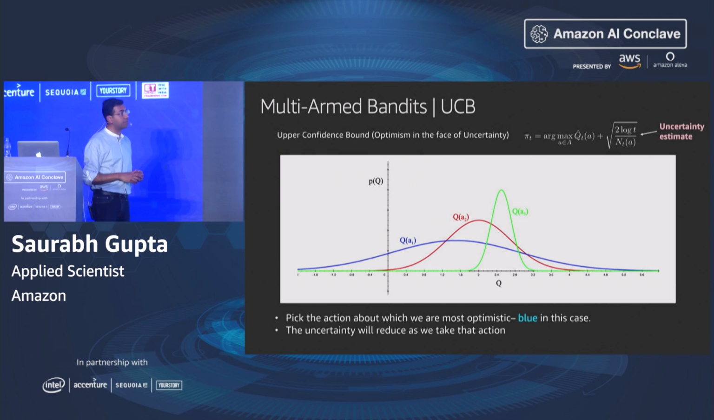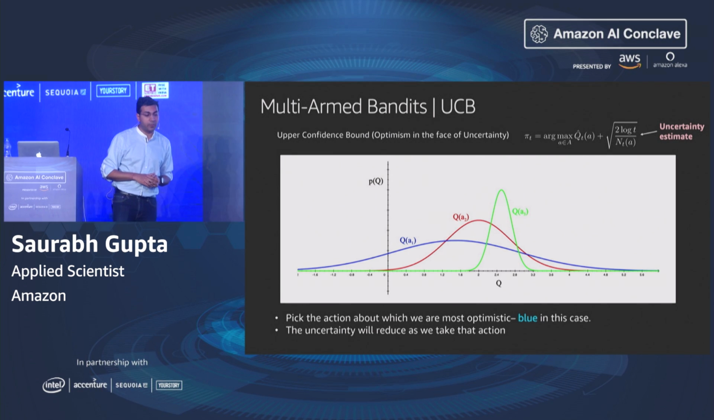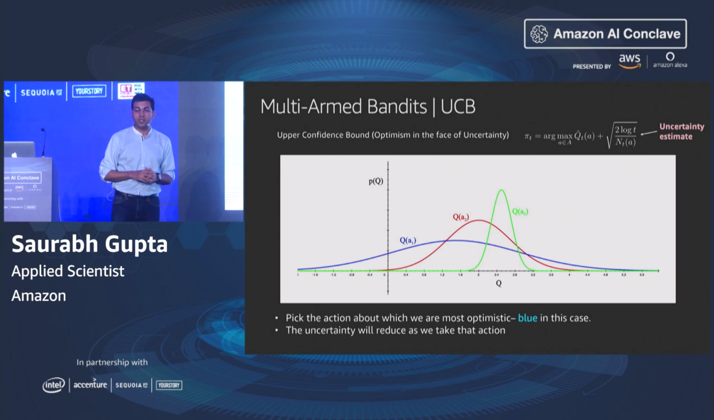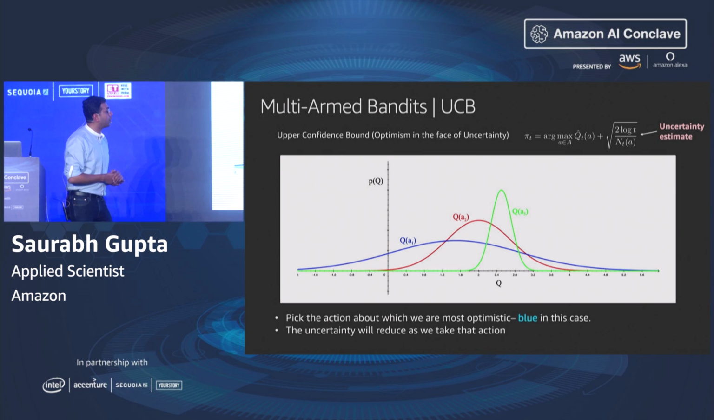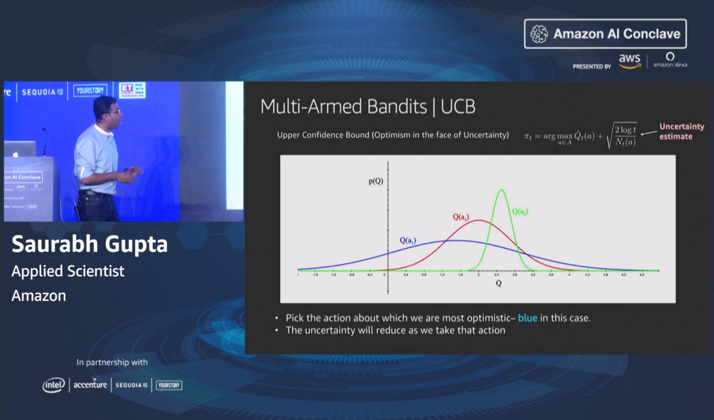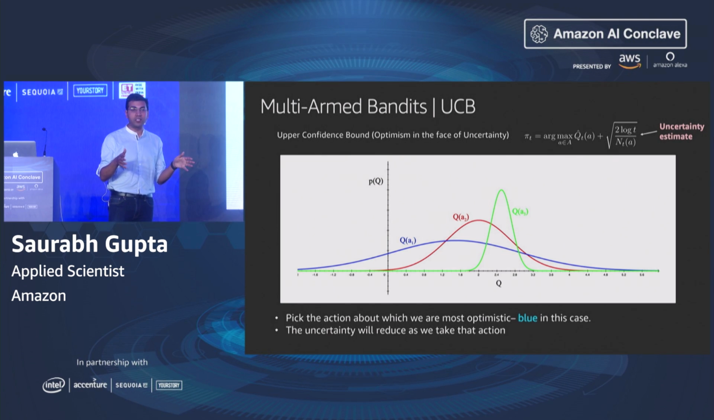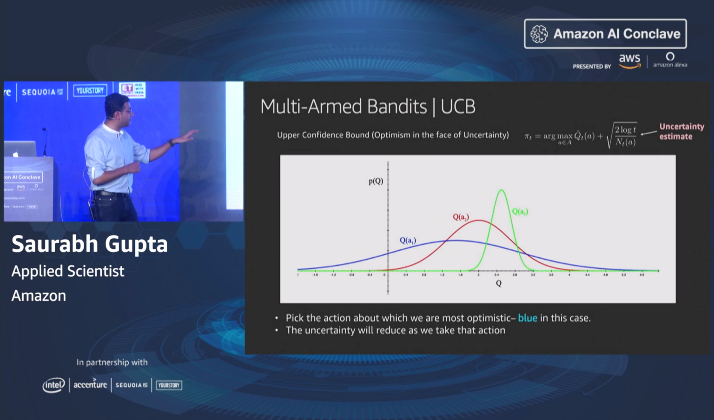So let's first look at UCB. It's called upper confidence bound, and it's based on the idea of optimism in the face of uncertainty. What that means is, at every time step, the bandit will maintain the Q estimate, which is the mean of these distributions, but it will also maintain some uncertainty around this mean. It does that using that formula, but I'll try to explain that using this graph.